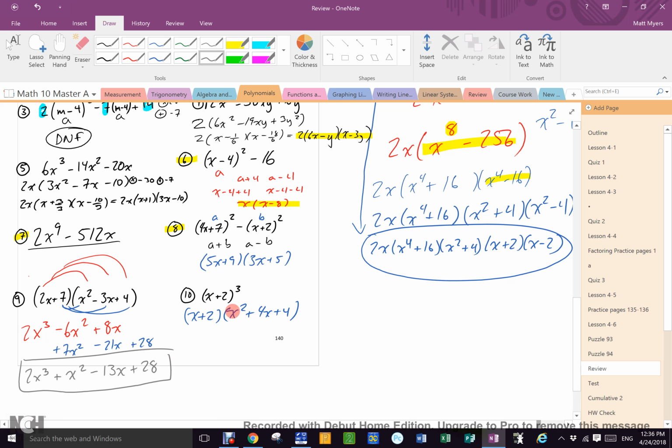This one, Carl, I expanded this is x plus 2 thrice. So I expanded 2 of them to make this trinomial, and then I'm just in the same boat as here. Then I just run it through again.